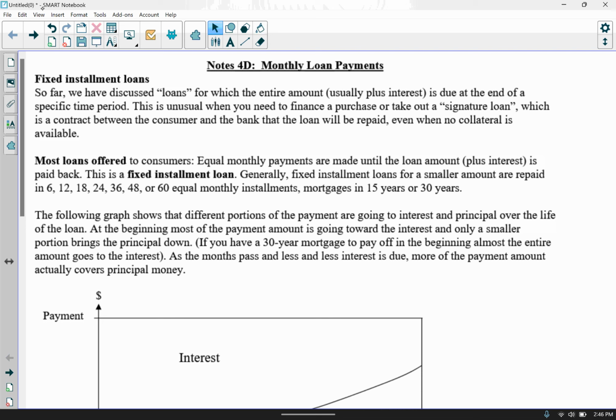So we're going to be looking at fixed installment loans here. Whenever we're talking about a fixed installment loan, these are possible terms that you could have to pay them back: 6 months, 12 months, 18 months, or some cars go up to 60 months, and cars are known to go longer than 60 months these days as well. And mortgages, your home loans, go out 15, 20, 30 years, for example.